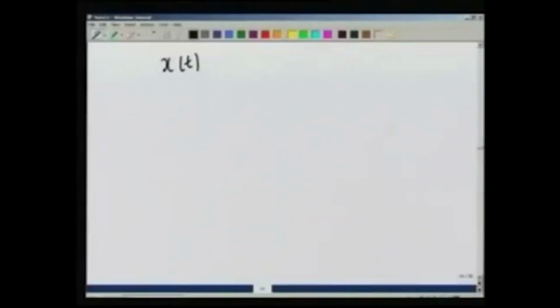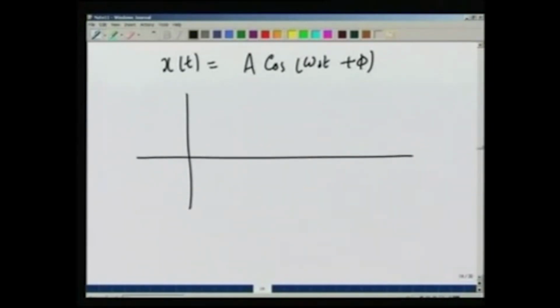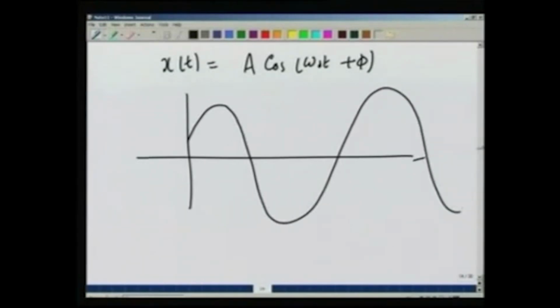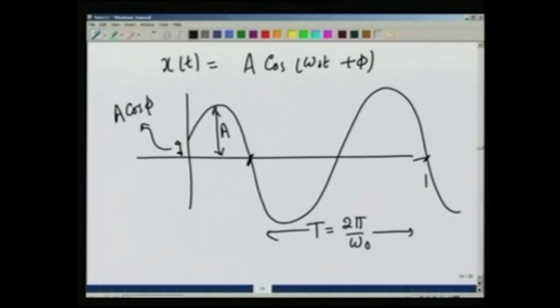Let us try to see how this motion looks. So, let me just write x(t) is equal to A cosine of omega 0 t plus phi. How does this motion look? In general, this would look something like this, where this maximum distance is going to be A, the time between this and this two equivalent points is going to be T is equal to 2 pi over omega 0, and this initial displacement is A cosine of phi.